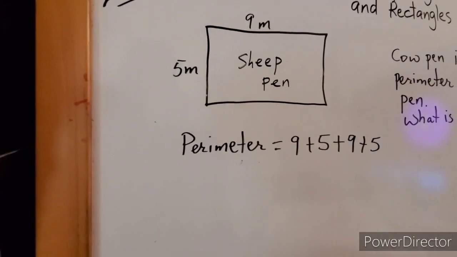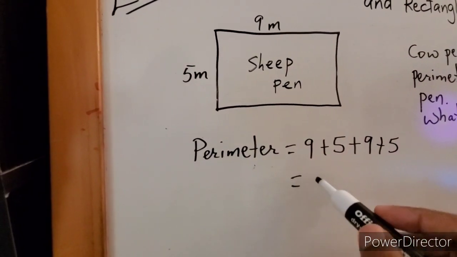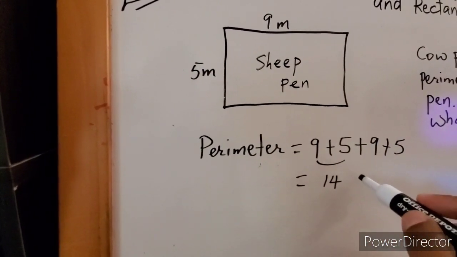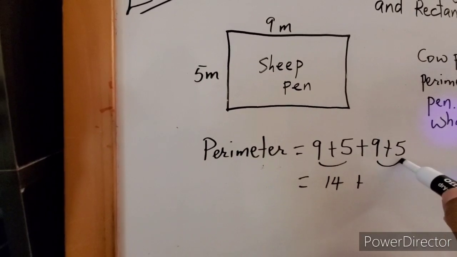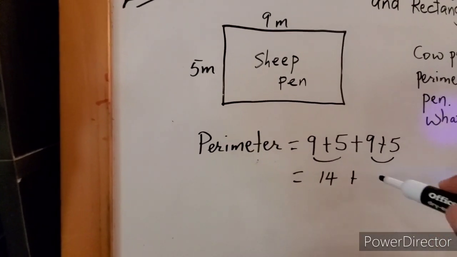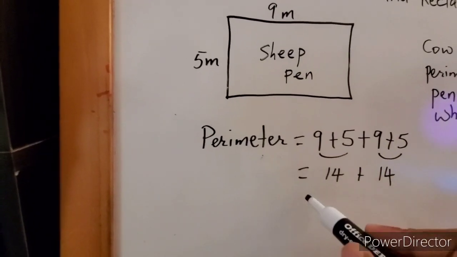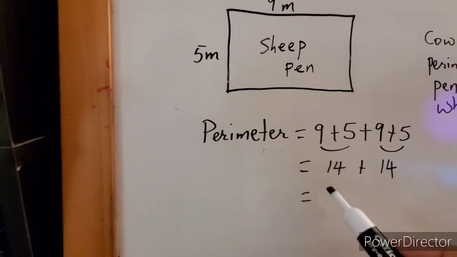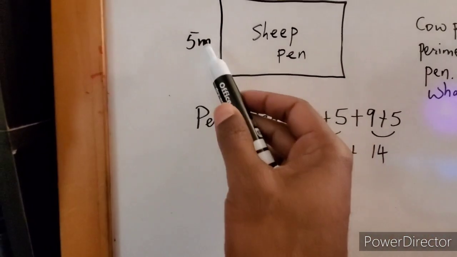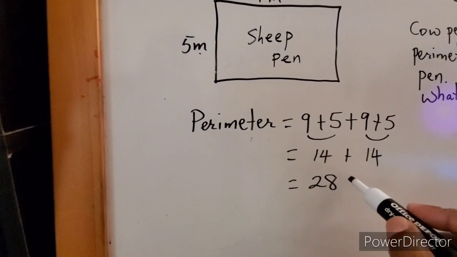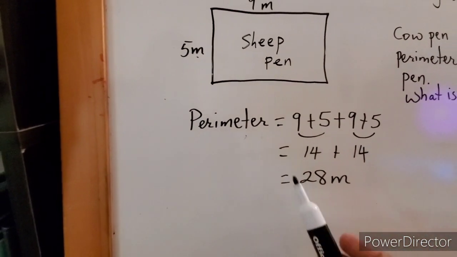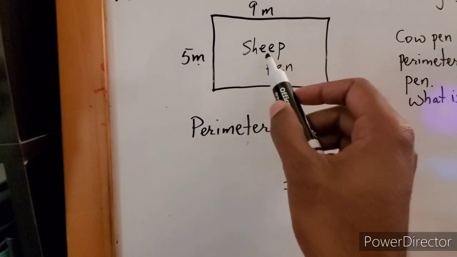So let's go ahead and add these all up. 9 plus 5 is 14. And plus 9 plus 5 is also 14. And when you add the two 14s together, you get 28. And it's 28 meters because the pen is measured in meters. So this is the perimeter of the sheep pen.